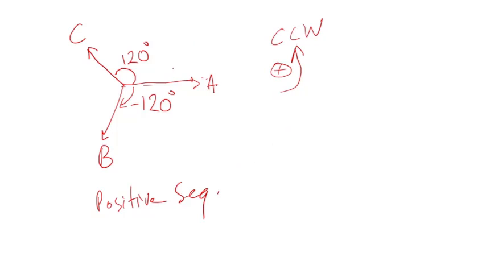Because if you draw a line here and you are stationary, somewhere here, and you are looking at which one will cross as they rotate counterclockwise, A will be first, B will cross second, then C will cross third. So ABC phase rotation. So we'll do another one.